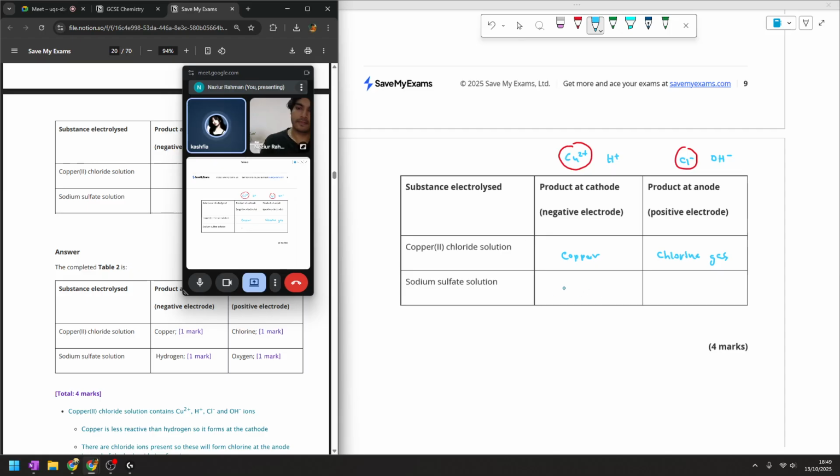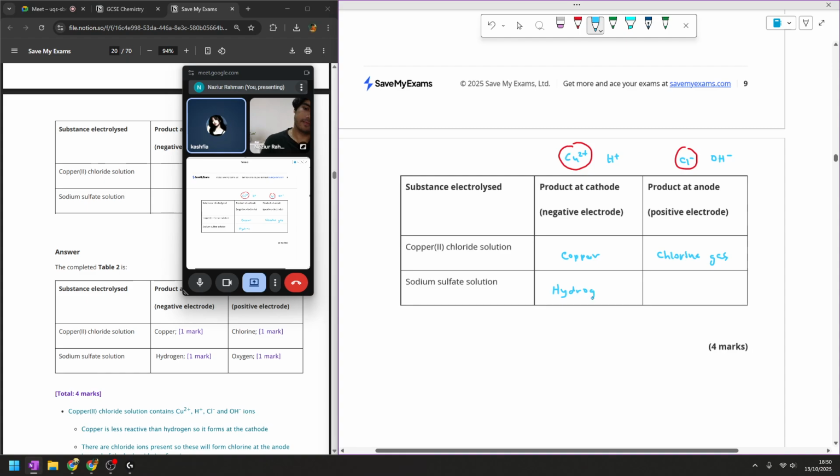So at the cathode there's hydrogen. Yep, good. Then at the anode, sulfate. No. So if there's a halide, we produce the halide. Right, but there's no halide here, it's just sulfate. So between the sulfate and the hydroxide, we're going to produce hydroxide.